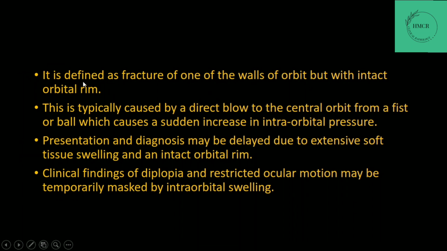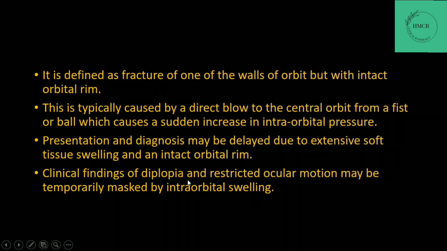So orbital blowout fractures are defined as fracture of one of the walls of the orbit but with intact orbital rim. This is typically caused by a direct blow to the central orbit from a fist or ball, which causes a sudden increase in intraorbital pressure. Presentation and diagnosis may be delayed due to extensive soft tissue swelling and an intact orbital rim.